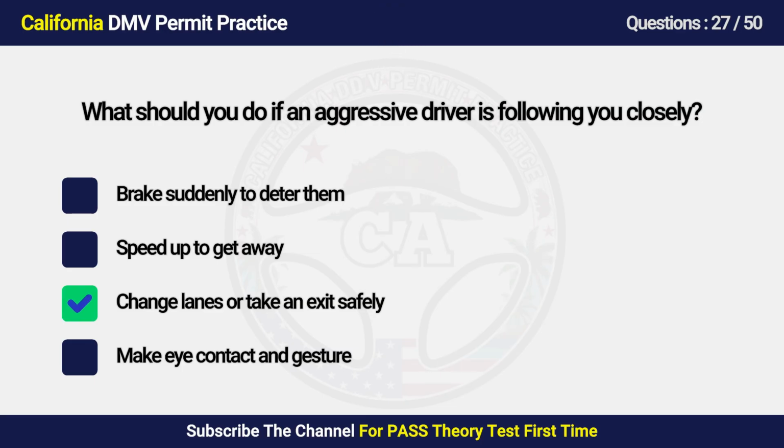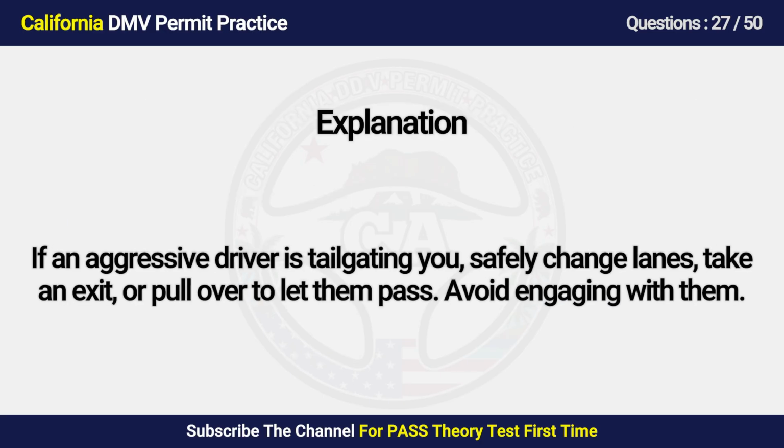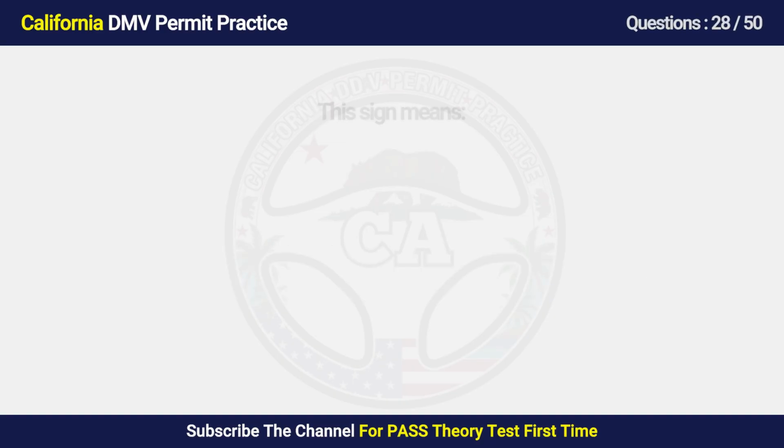Answer is C. Change lanes or take an exit safely. If an aggressive driver is tailgating you, safely change lanes, take an exit, or pull over to let them pass. Avoid engaging with them.